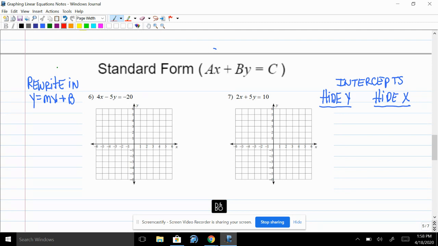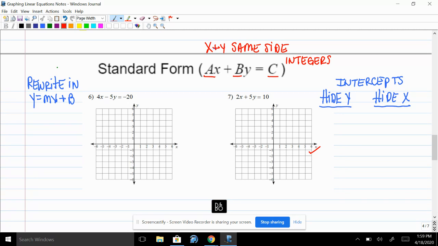All right, the first thing I'm going to talk to you about is numbers in standard form, which are A, B, and C. They are what we call integers. We've talked about integers before, and basically, guys, that just means the numbers in the problem are nice and neat. They can be positive, they can be negative, but they are nice and neat. The second thing that you notice about standard form is that the x and the y are going to be together on the same side. Okay, so those are the two things that are going to give away that it's in standard form.